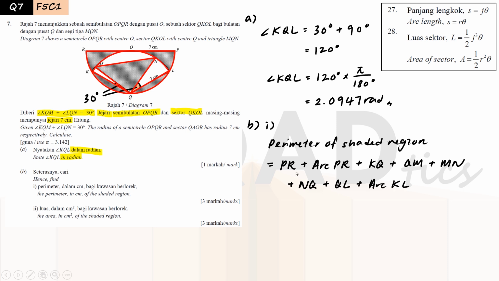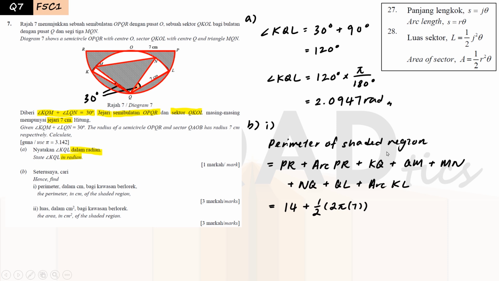Alright, so let us find the length for each of the lines here. PR is the diameter of this semicircle, so it's 7 plus 7, so it's 14. And arc PR is actually half of the circumference of this circle, so we are going to use the circumference formula, which is 2 pi r, and then I'm going to divide by 2. So r here is the radius, which is 7 cm.